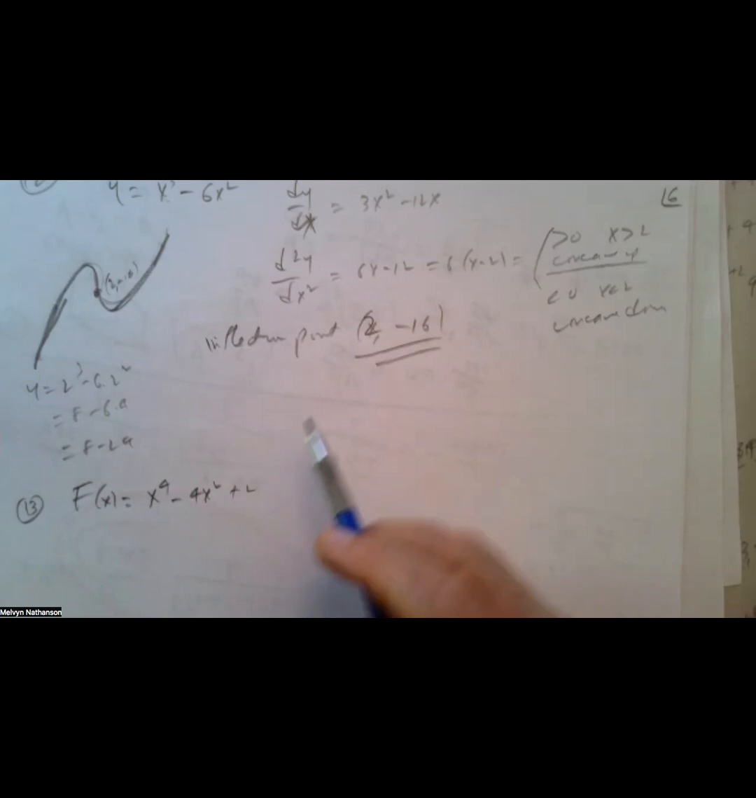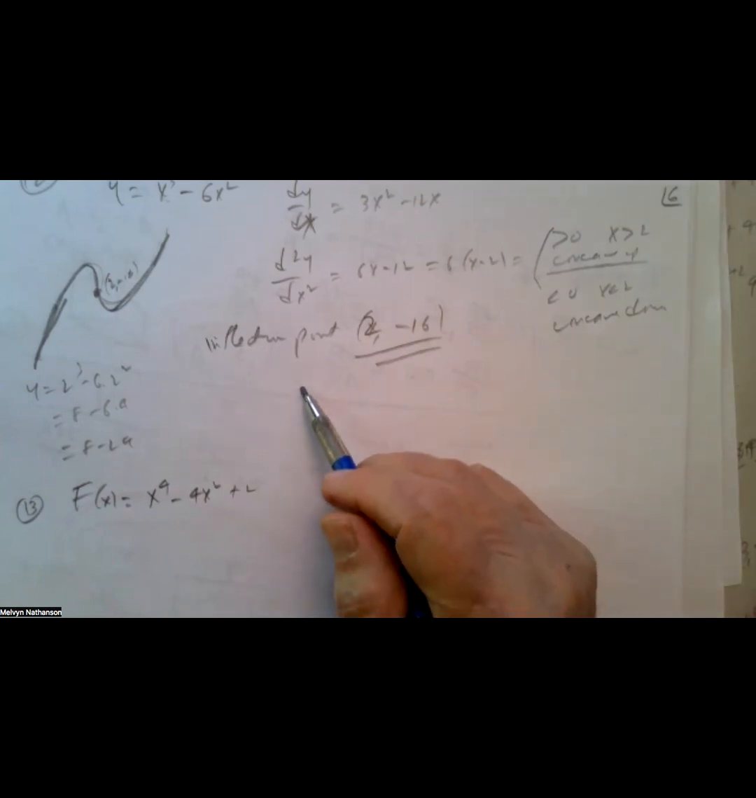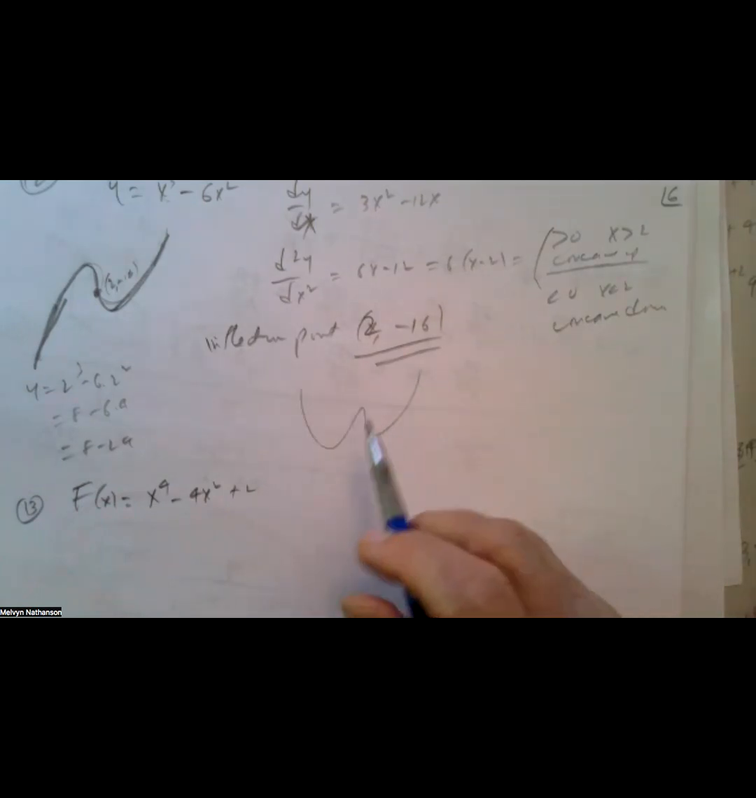Problem 13. f of x is x to the fourth minus 4x squared plus 2, and we want to find the relative extrema. Again, this is a fourth degree polynomial. Fourth degree polynomials usually have curves that look like this, so we would expect 2 local minima and 1 local maximum.